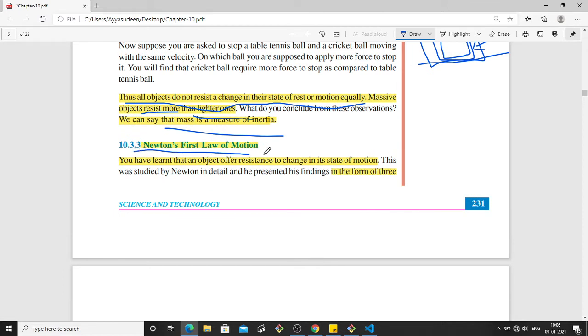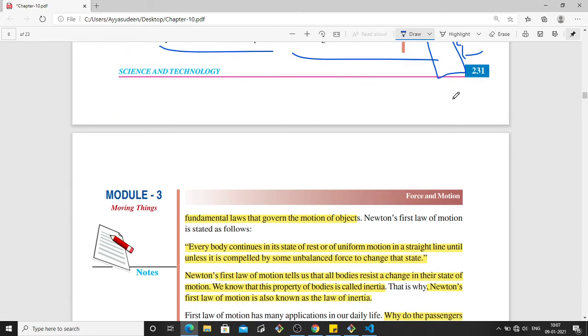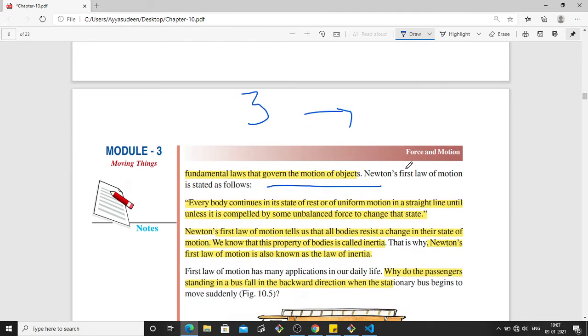Now we will see Newton's first law of motion. We learned that an object offers resistance to change in its state of motion. If an object is there, it offers resistance until you push it. Newton studied this in detail and presented his findings in the form of three fundamental laws that govern the motion of objects.